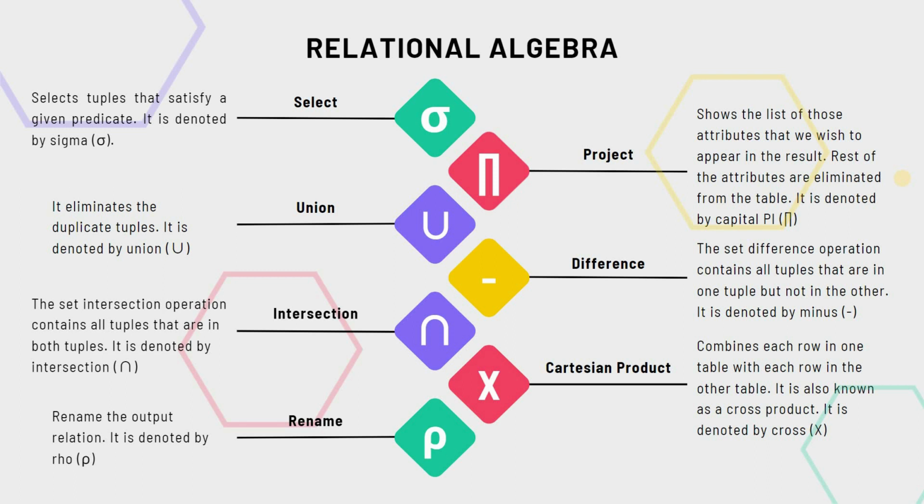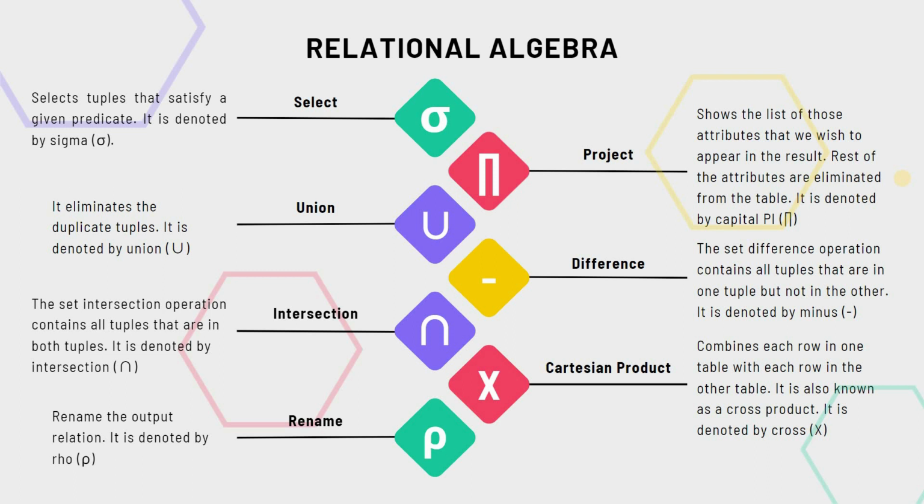Union is used to show elements that are not common between relations. It basically eliminates duplicate tuples. It is denoted by the union sign. Difference shows the elements that are in one relation but not in the other. It is denoted by minus.